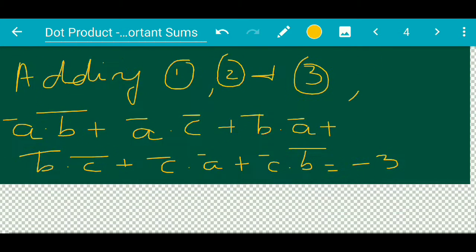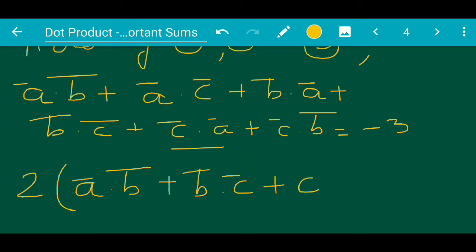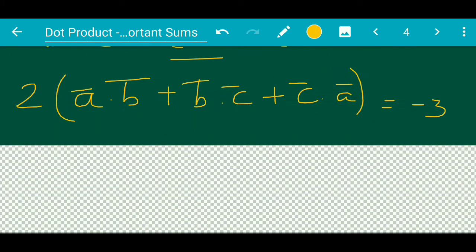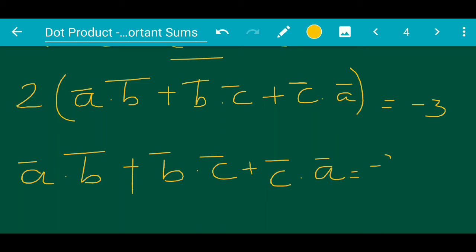Now, you know that the dot product is commutative. So a dot b and b dot a we can add them together and get 2 a dot b. Similarly, a dot c and c dot a can be added together, and b dot c and c dot b also. So we get 2 times (a dot b plus b dot c plus c dot a). Thus we get the final answer. This is what they wanted us to find out. So this comes out as minus 3 upon 2.